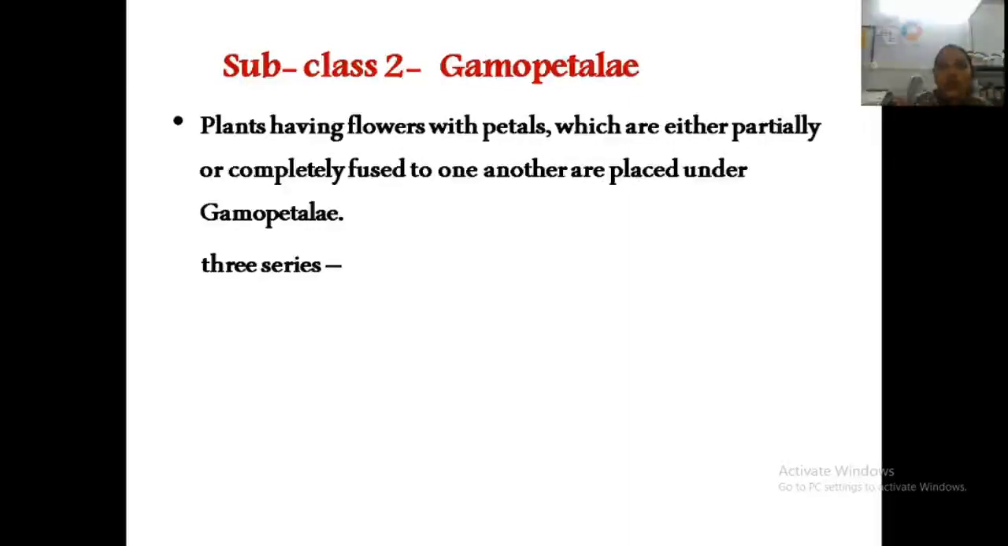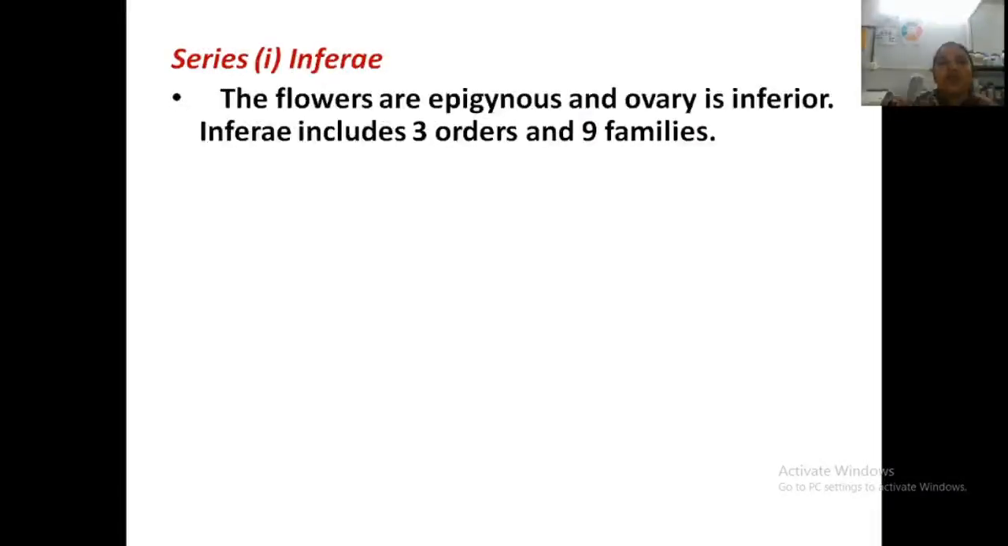Now subclass 2 Gamopetalae. What is Gamopetalae? Petals are united partially or completely. And 3 series. What are they? Inferae, Heteromerae and Bicarpellatae. What are the 3 series? Inferae, Heteromerae and Bicarpellatae. How is it? First series Inferae. So the term itself, with the flowers epigynous, ovary inferior. Clear? Includes 3 orders and 9 families.